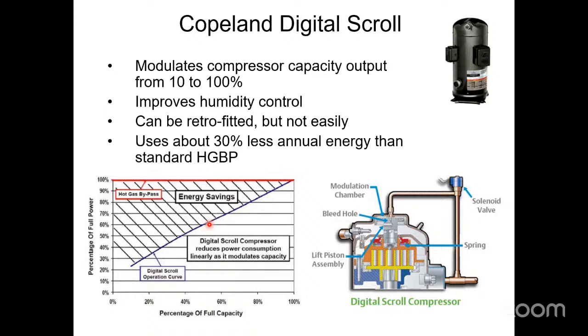The next thing we could do is we could use a digital scroll compressor. This is a compressor made by Copeland, and it is controlled uniquely compared to other compressors. It is meant to be something similar to what an inverter would do on a compressor, which I'll talk about in a minute. But it was more readily available before inverters were. Now inverters are more common, obviously, because this thing's been around for like 20 years.